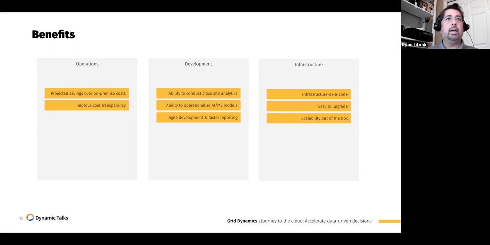And a lot of that is driven through the improved cost transparency that we have right now. So we buy a lot of hardware on premise, and once the capital expenditure has been made, a lot of the costs are hidden. So there's an assumption that it's just free, or that those costs are absorbed somewhere else. And so there's not a lot of visibility to it.